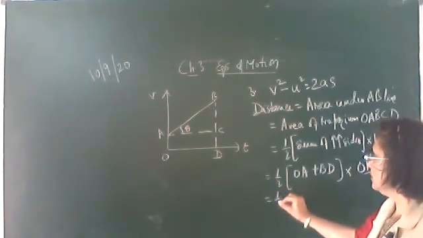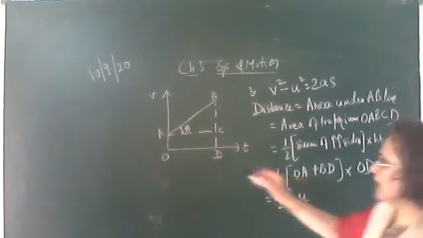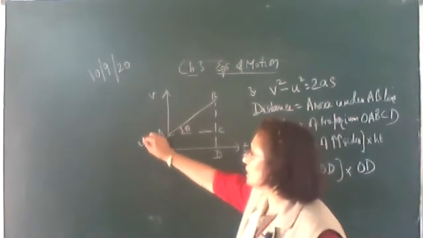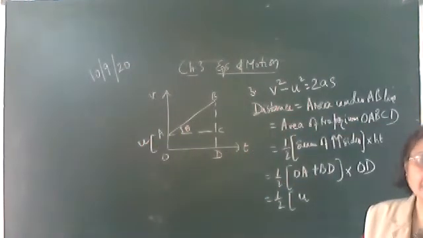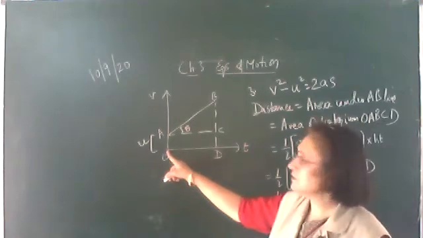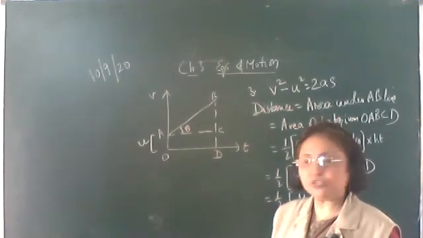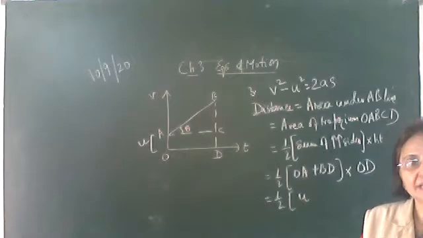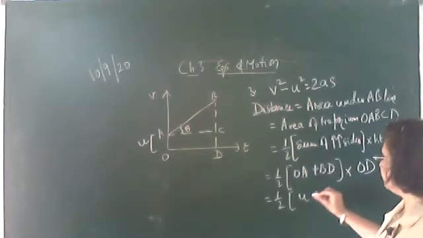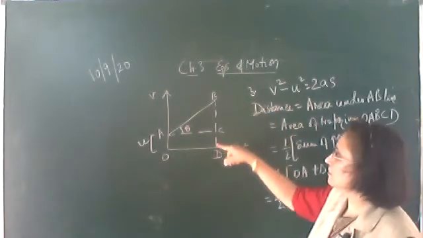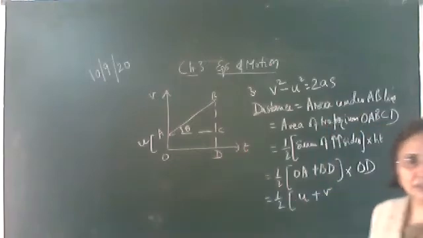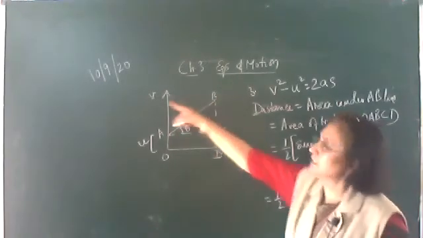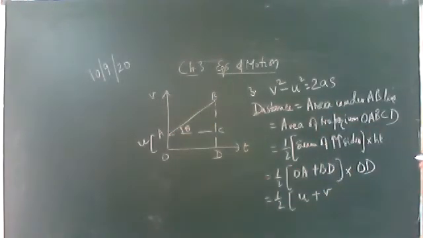Now here OA, as we know, is equal to the initial velocity. The particle is not starting from zero velocity at t is equal to 0. At t is equal to 0, it's already having some velocity, which we call the initial velocity, and BD is equal to the final velocity. At this particular time, let us consider the velocity to be the final velocity. And OD is equal to T.